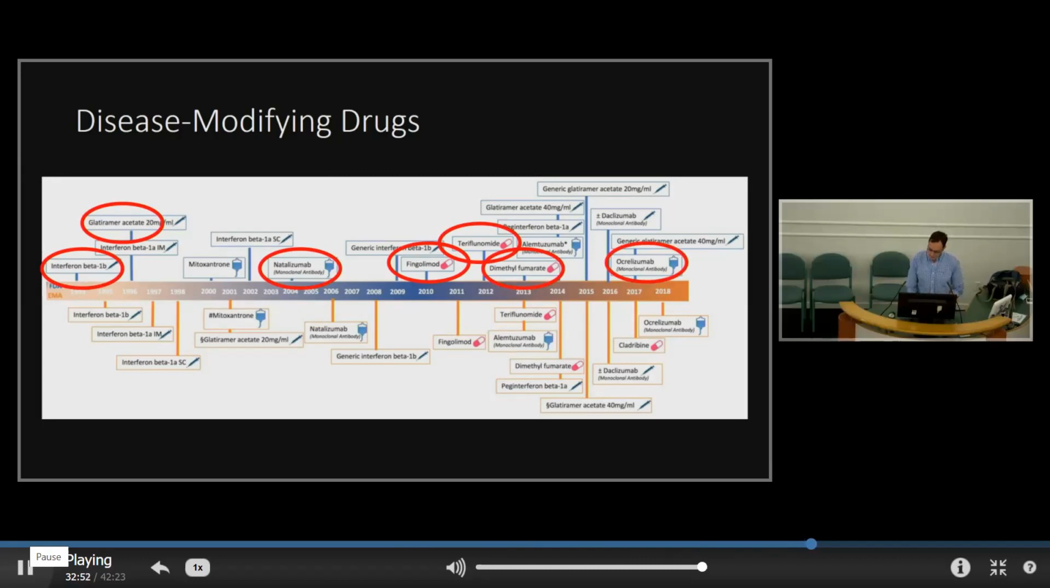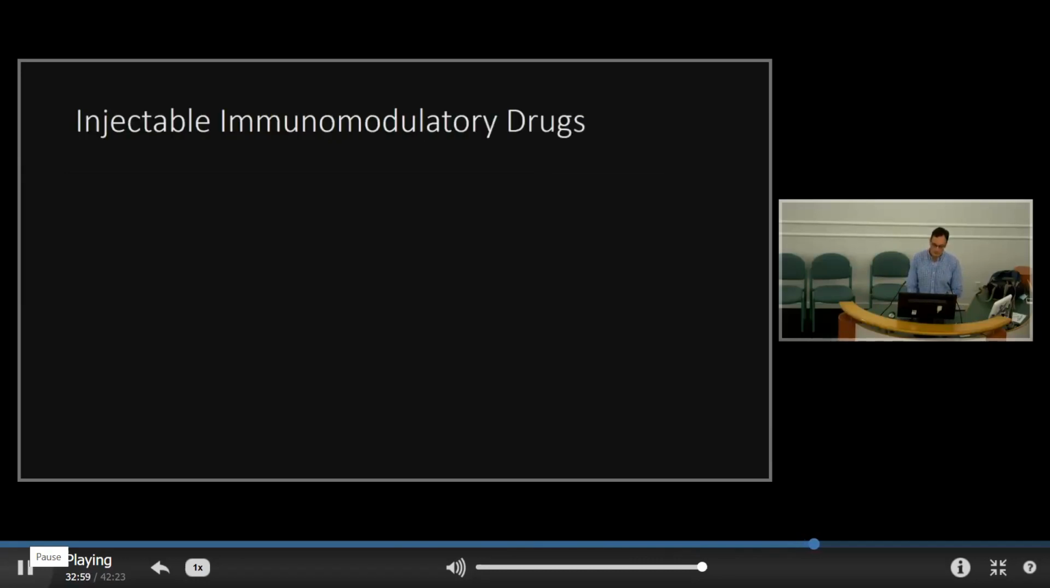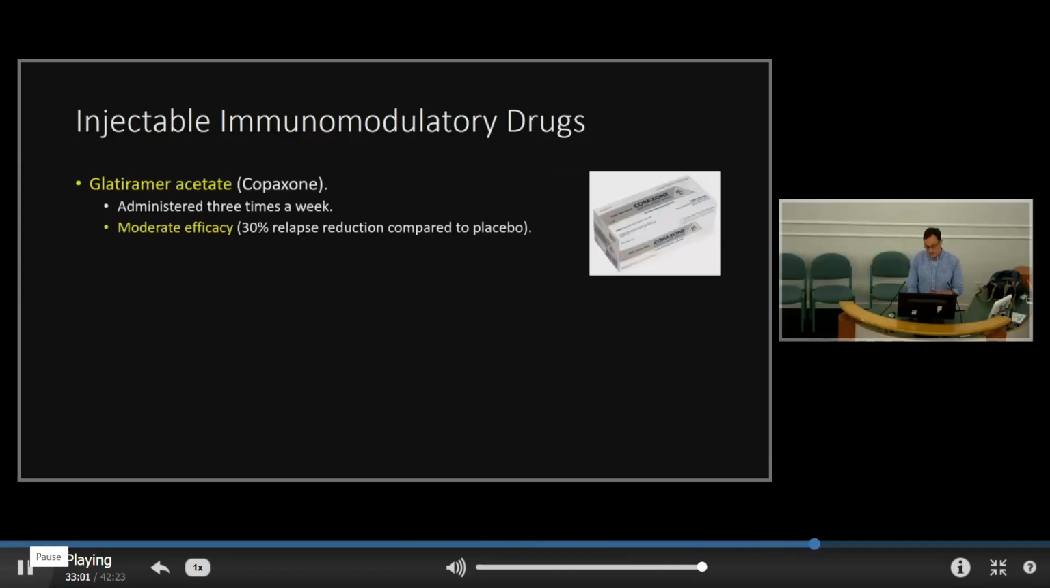So I'll just talk about those ones for a couple slides, because they're the ones that we rely on when we give the drug therapy. So that being said, we don't use these two much anymore. So glatiramer acetate or Copaxone, you give this 3 times a week. It reduces relapses by about 30% compared to placebo. And it's not bad in terms of adverse effects, injection site reactions.